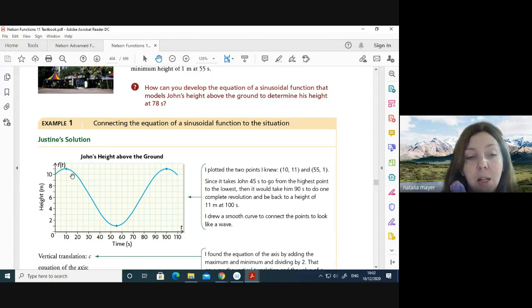Okay, let me help you. So what is half of the period? Which means the horizontal distance between the maximum and the minimum. 45. 45 seconds, right? If this is 55 and this is 10, if you subtract them, you will get 45. So if 45 seconds is the half period, then what's the period? 90. So 90 seconds is the period.